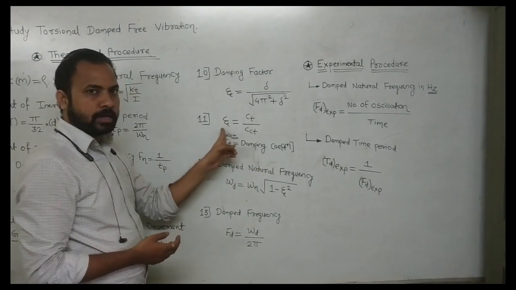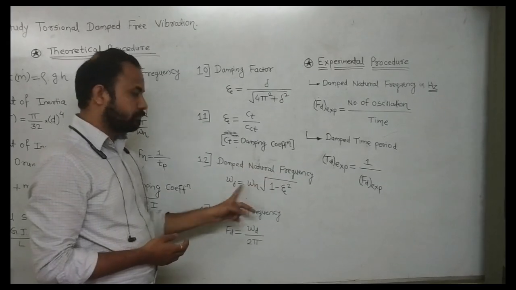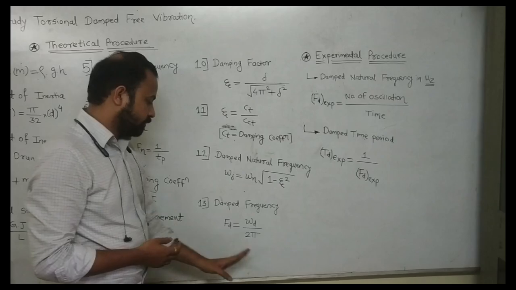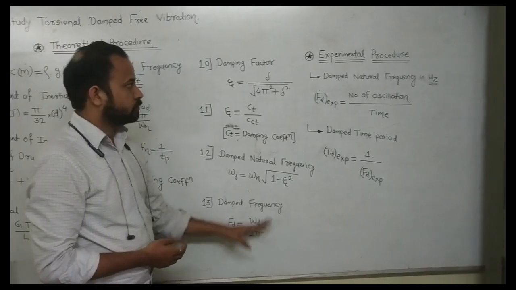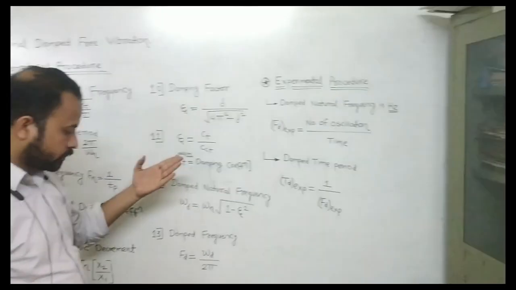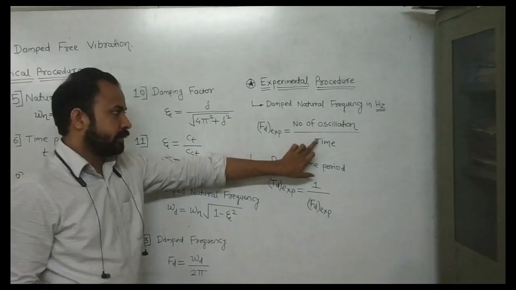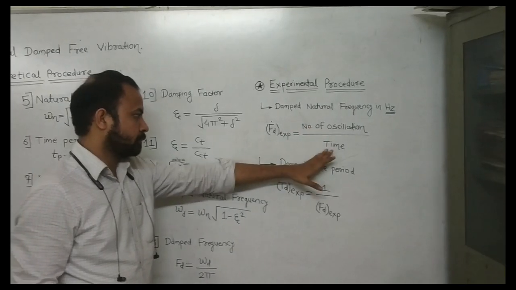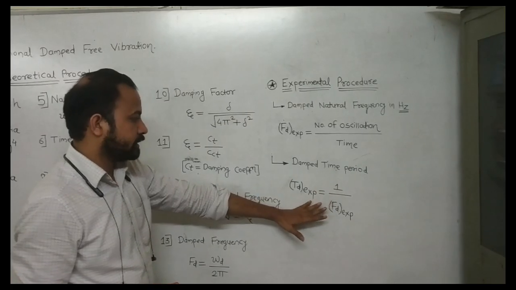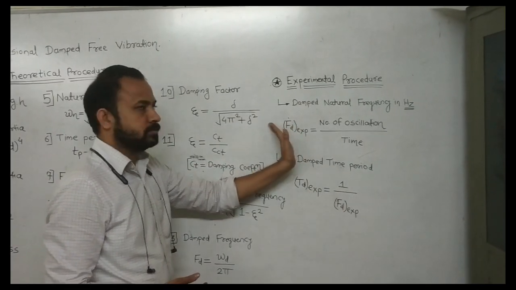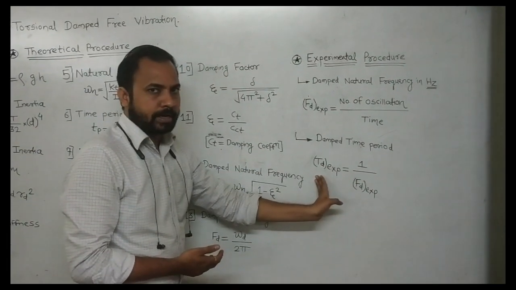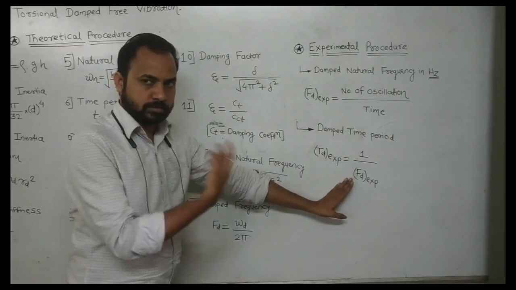Once we have zeta, we can calculate the damped natural frequency omega d equals omega n into root of 1 minus zeta square. Finally, the damped frequency becomes omega d upon 2 pi. This is how we can calculate fd using the theoretical procedure. Experimentally, as I already told you, we have recorded the number of oscillations with respect to time. The number of oscillations upon time gives me the experimental damped natural frequency, and the damped time period can be calculated by inverting this value, that is 1 upon fd equals the time period recorded.